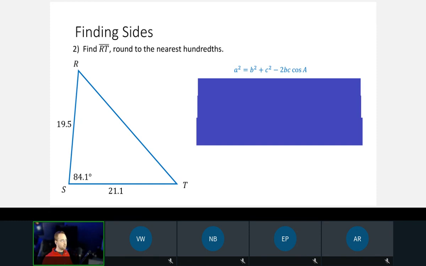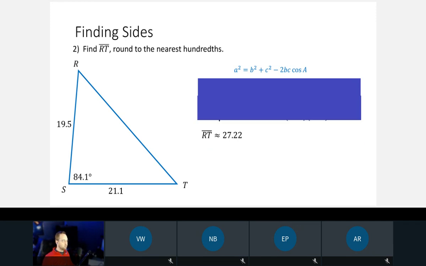So I saw people put the answer in chat. Looks like 27.22. All right, 27.22. And 1.819.